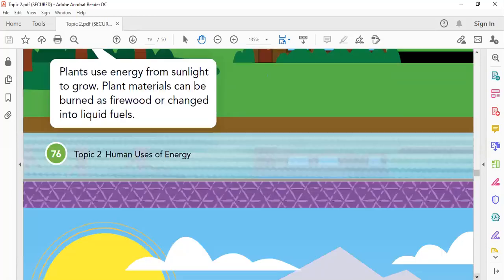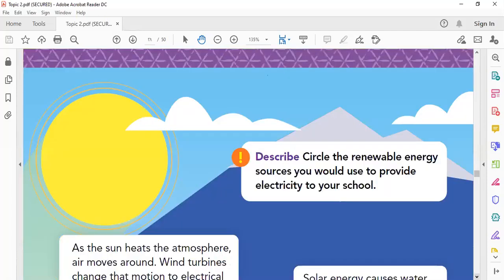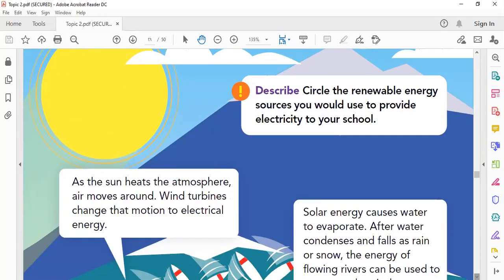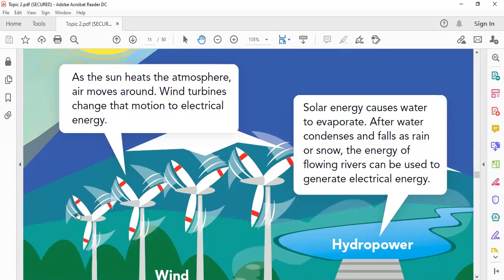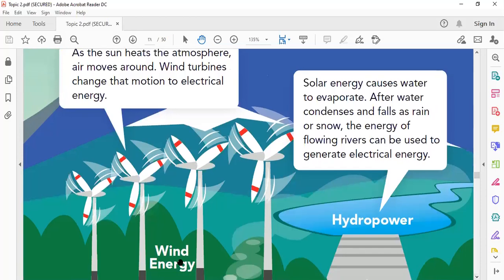The third type of renewable energy sources is these turbines, okay? In these turbines, we change wind energy to electrical energy. So the third type of renewable energy sources is wind energy.